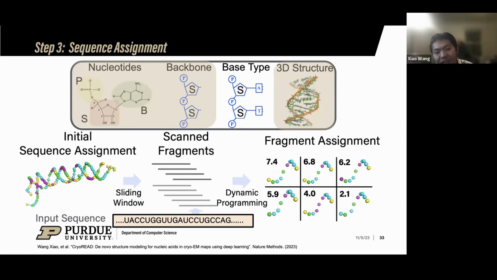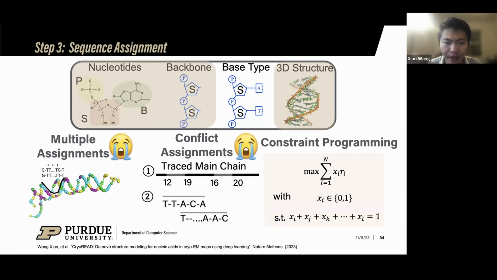After that process is finished, I have a lot of overlapping fragments, and for each fragment I have a lot of candidate sequence assignments. But there are some conflicts among those assignments. First, for one fragment, in the end we only expect one final sequence assignment. Another thing is that for overlapped LDP as the path regions, we hope the assigned sequences are consecutive.